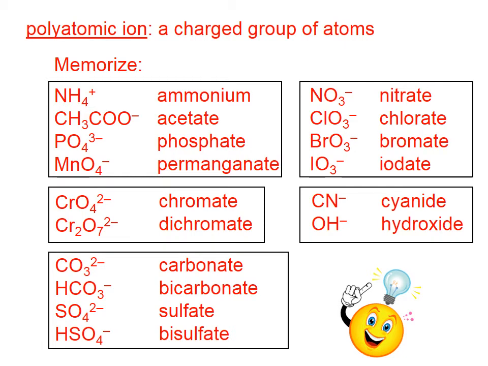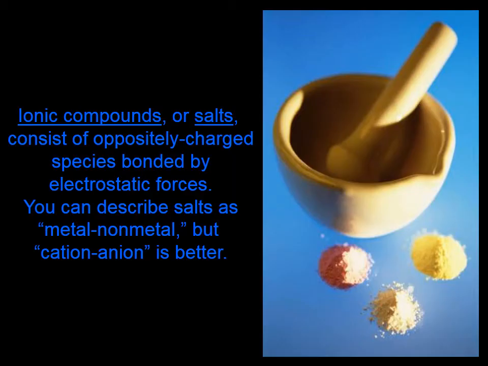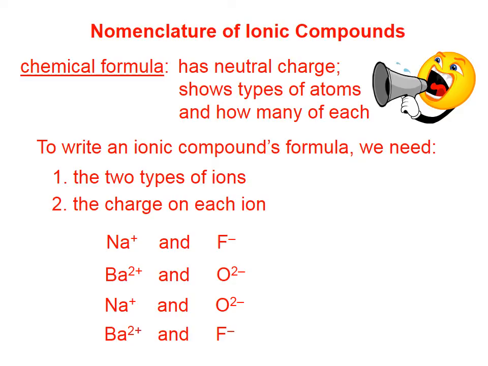These are the polyatomic ions that I ask my students to memorize. Take a picture of it on your phone if you want. Ionic compounds, or salts, those two terms are synonyms, consist of oppositely charged species bonded by electrostatic forces. You can describe salts as metal-nonmetal, but cation-anion is better.